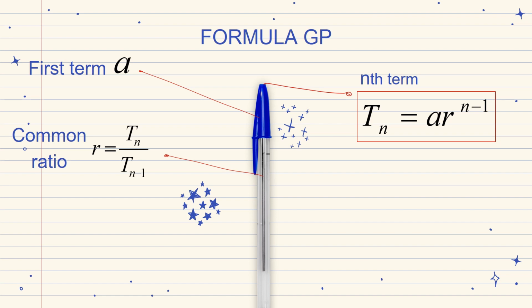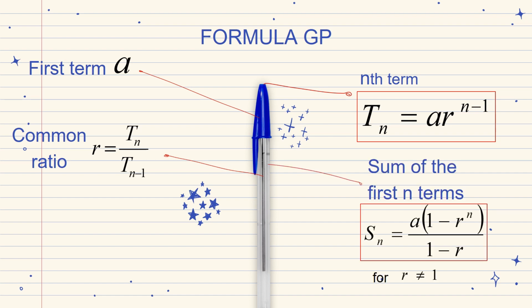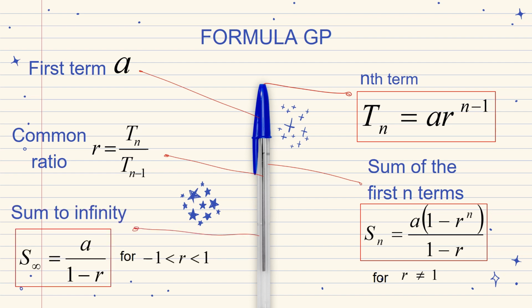n minus 1. And then the fourth one is the sum of the first n terms, Sn, which is equal to A multiplied by 1 minus R to the power of n, divided by 1 minus R, for R not equal to 1. And lastly, the sum to infinity, S infinity, equals A over 1 minus R, for R between negative 1 and 1.